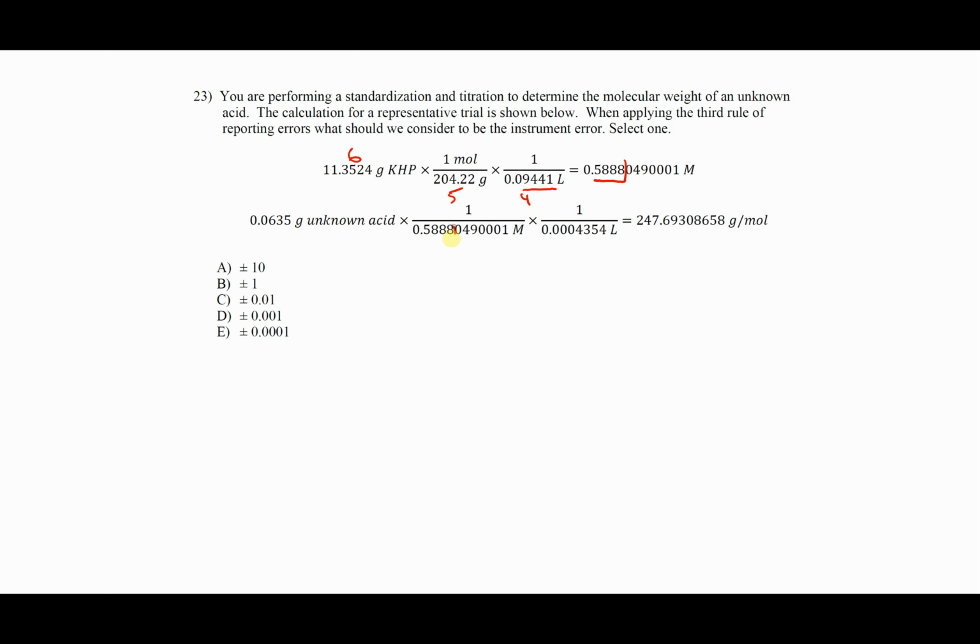It's continued down here, right? There it is. So there's your 4th sig fig, right? So this has 4 sig figs. This has 3 sig figs. This has 4 sig figs. Now 3 is the lowest. So we can only have 3 sig figs, which means our error will be in that 3rd sig fig spot. So it's plus or minus 1.